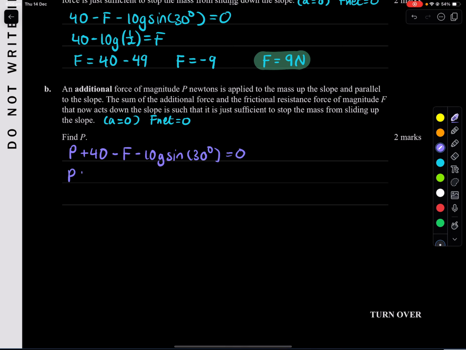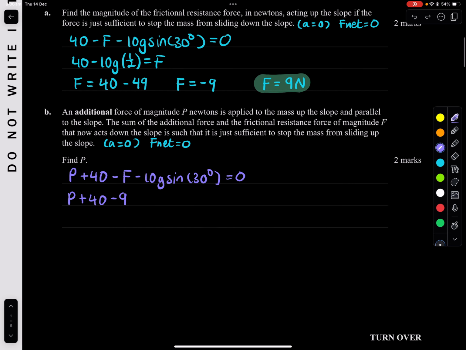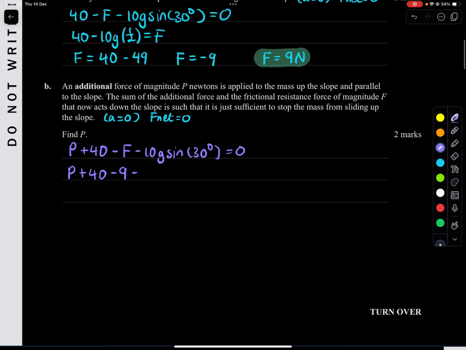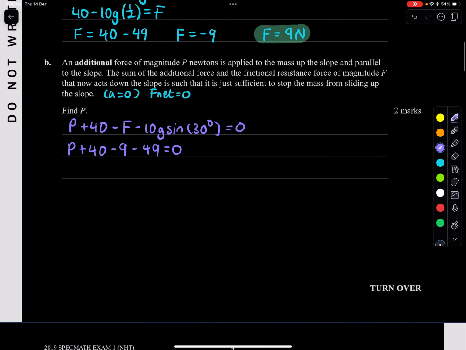Luckily, we know that F is 9, so it'll be -9. We also know this whole expression is just 49, as we showed in the other question, so it will be minus 49, and that all should equal 0. Hence, your P, your force P is what?